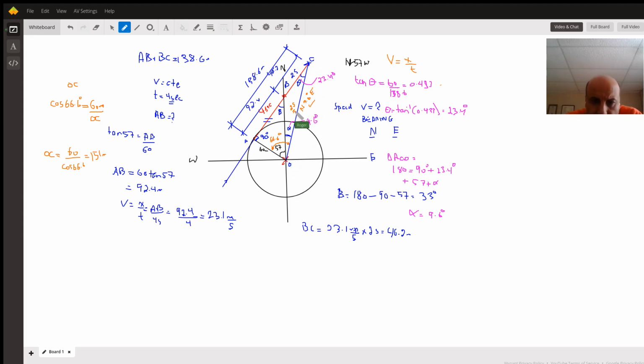It took you 2 seconds to travel this distance. Then now you can determine the velocity of the rubber band. The velocity is simply the distance, which is 151 meter, over 2 seconds, because it took you 2 seconds to hit the bee. That is 75.5 meter per second. And that is your solution for this problem.